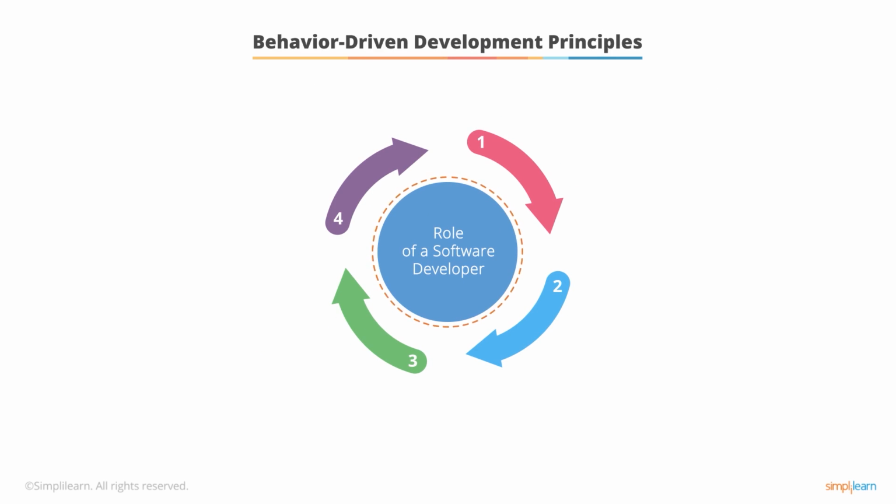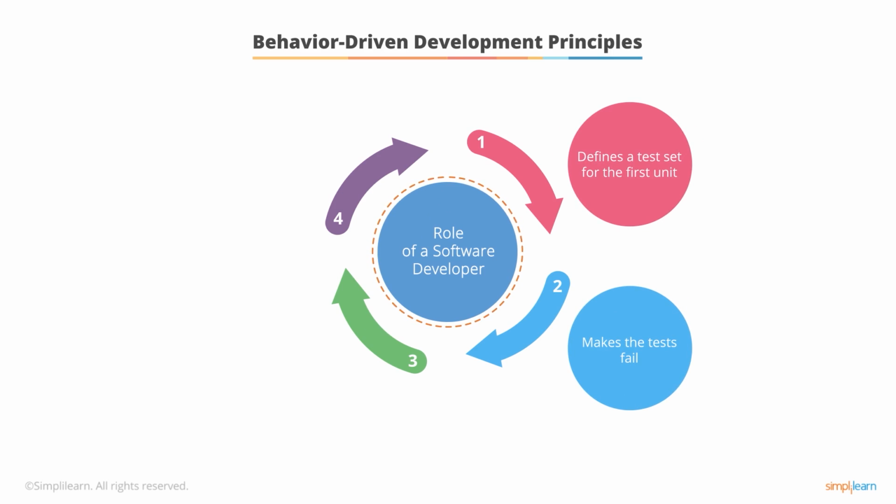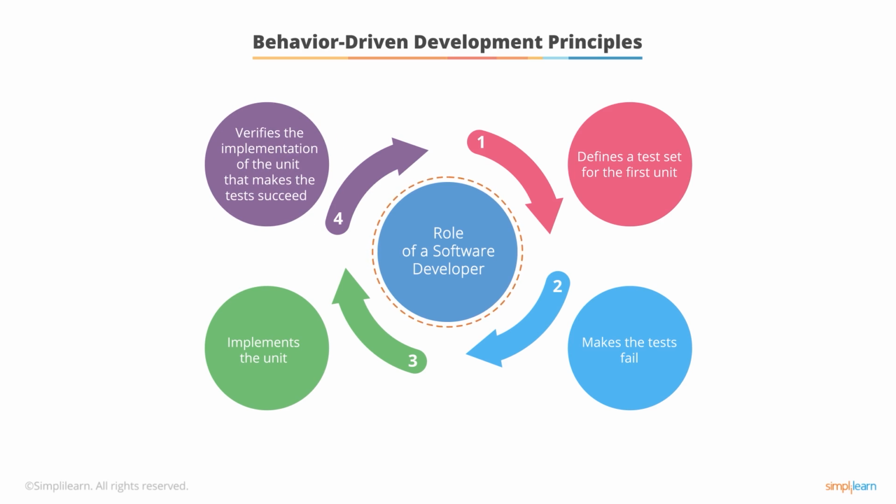Behavior-driven development principles. The first principle is to define a test set for the first unit. Second, make the tests fail. Third, implement the unit. And fourth, verify the implementation of the unit that makes the test succeed. In addition to the guiding principles of BDD, a key concept of behavior-driven development is that software development needs to be managed from both business and technical perspectives.